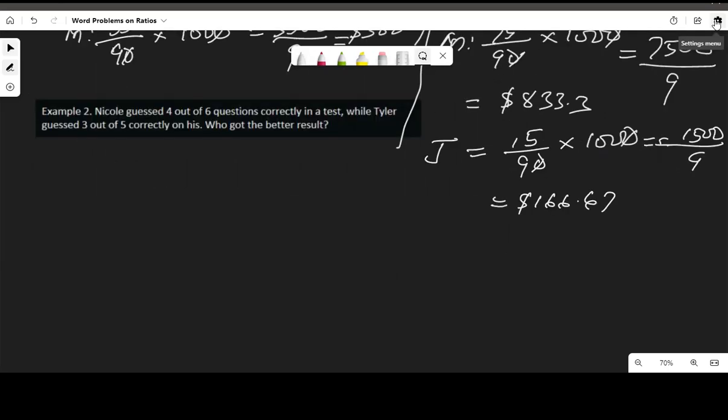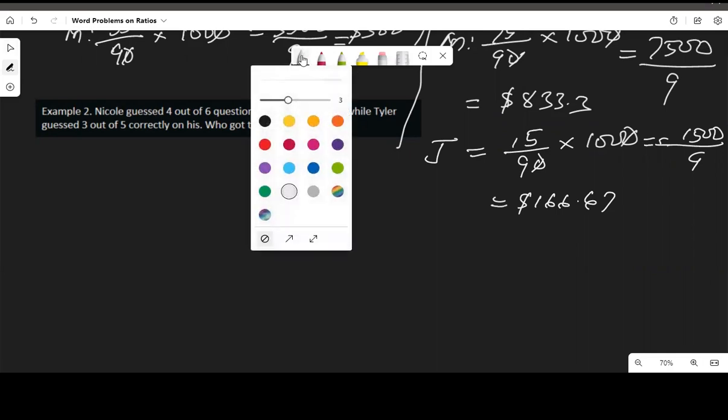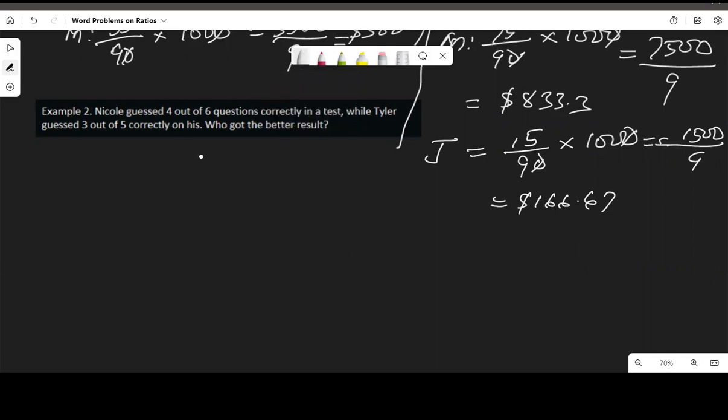The next question says Nicole guessed 4 out of 6 questions correctly in a test, while Tyler guessed 3 out of 5 correctly on his. Who got the better result? This question is more or less on equivalent fractions. I just want to know which of these fractions is bigger than the other one. That is ordering or comparing fractions. And there are 2 ways to compare fractions to know which one is bigger.